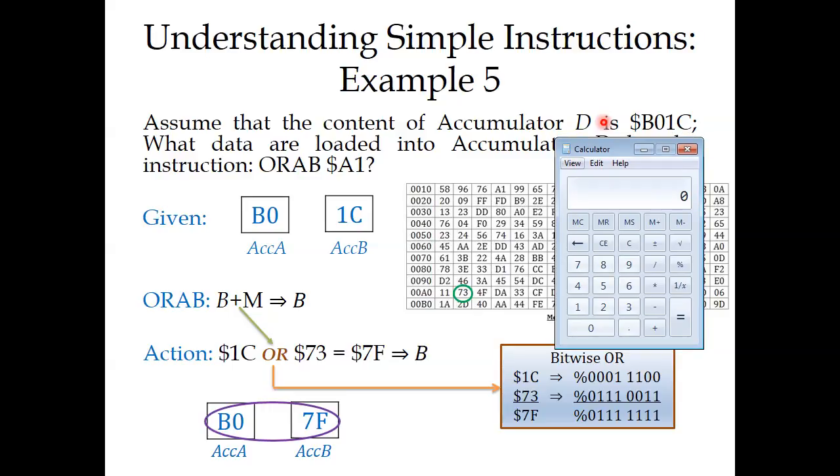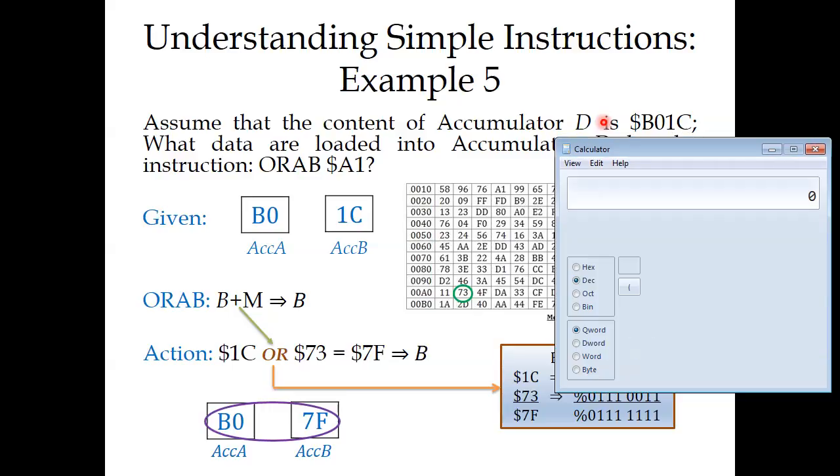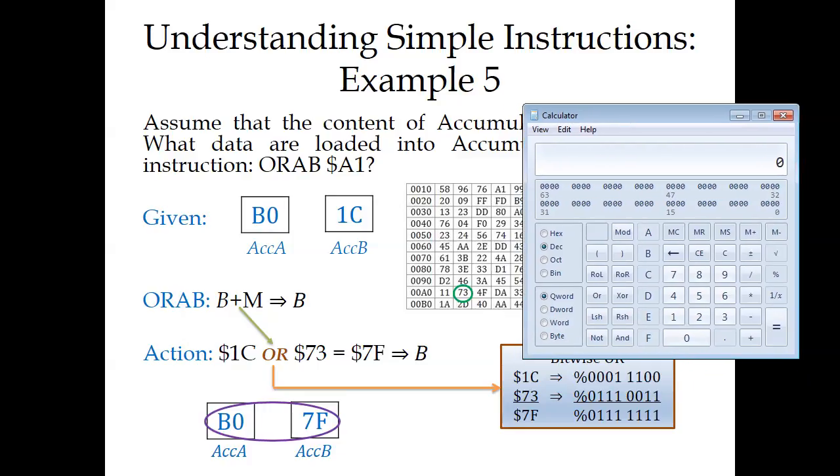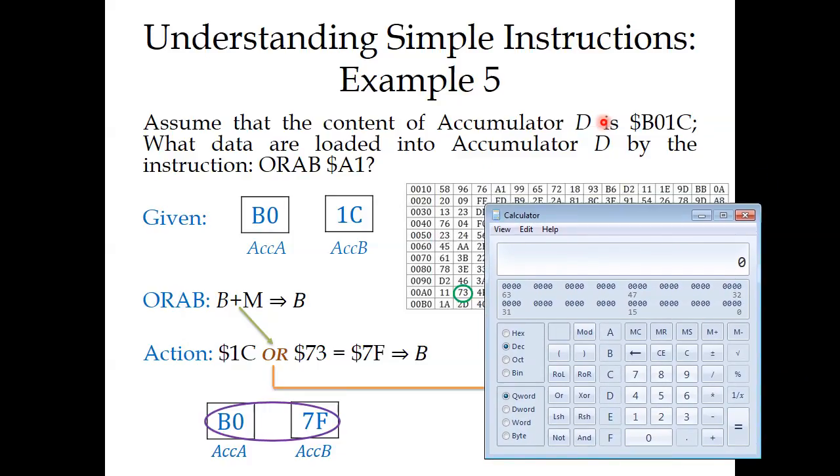What you do is go to the view and then change the mode to programmer's mode. Now I have my calculator in programmer's mode. So I'll do an OR operation. My first data is 1C. Oh, let's change it to hex. In that case it will support all the hex digits. So let's do 1C, and then this is my OR operation. Do you see it here? So click OR, and then type 73, and then press equal. It will give you 7F.